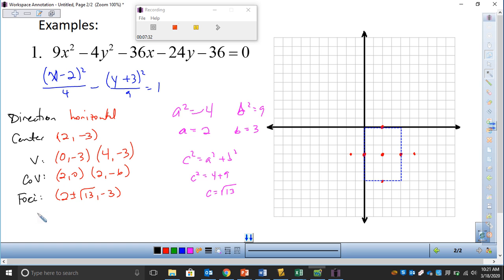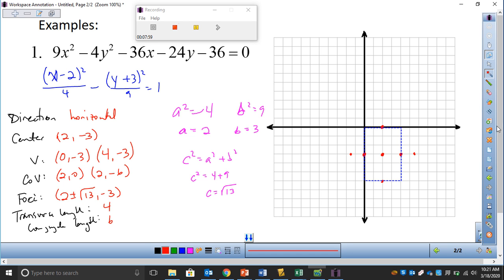Let's do the transverse length and our conjugate length. That says conjugate, right? And so our transverse length is 2 times A. 2 times A is 2, so that is 4. Our conjugate length is 2 times B. B is 3, so this is 6.